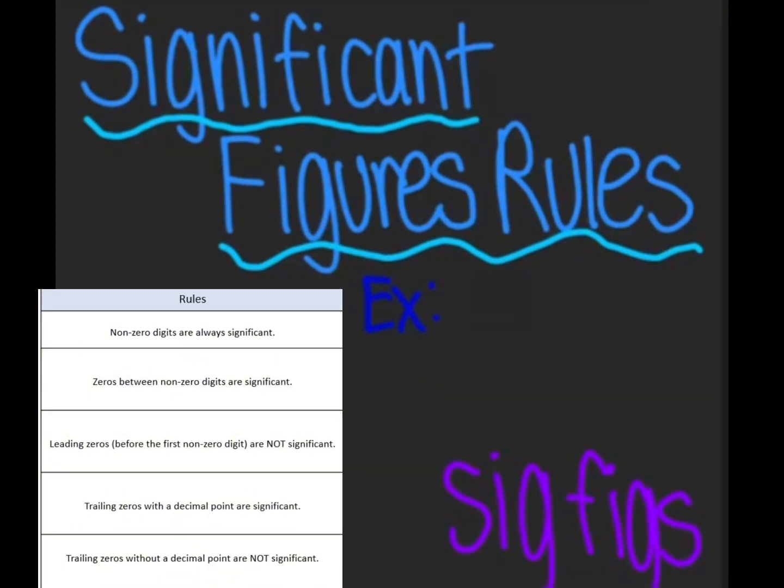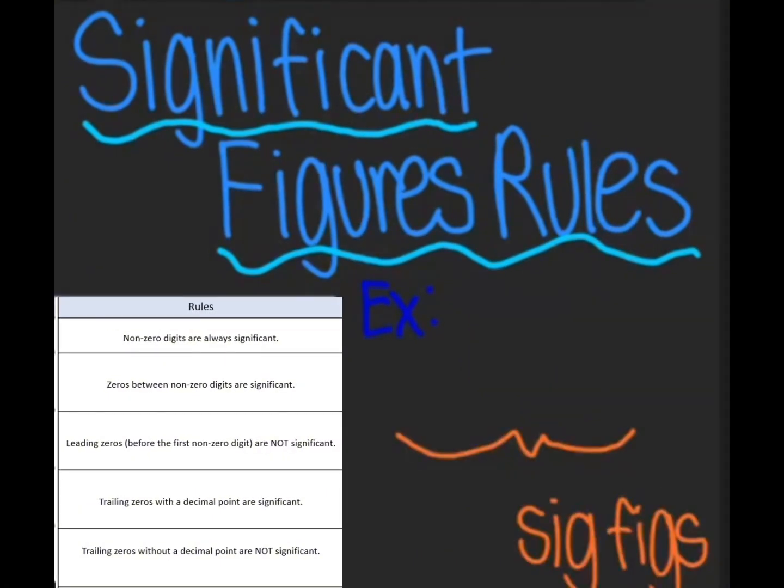Here's a different example, but this time we are not using a decimal. Here's the number 5009. How many significant figures would this have? This has 4 sig figs because the zeros are between the 5 and 9. Even though this number has zeros, we would follow the rule: zeros between non-zero digits are significant.